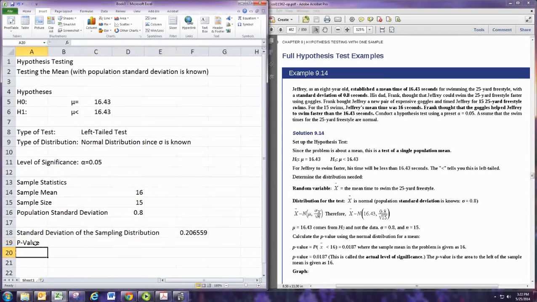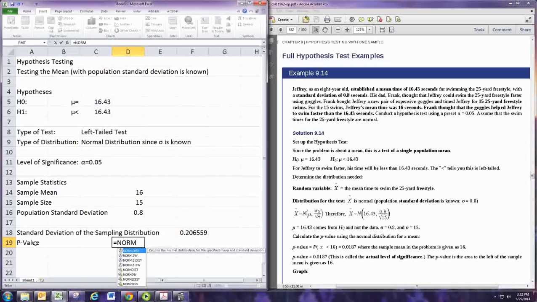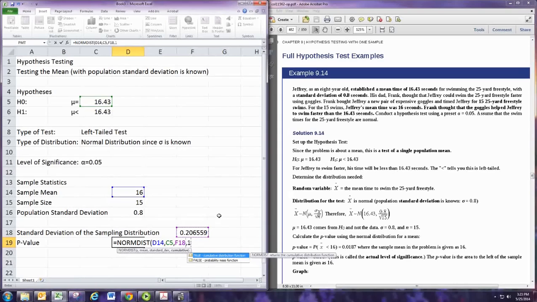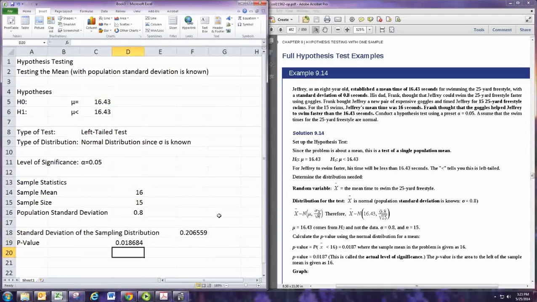And remember, this is a left-tailed test. So in the left-tailed test case, we would just find the area in the left tail, and that's just going to use the norm dist function the way it is. And we'll look at the sample mean and to the left with the mean of the population mean using that above, 16.43. And then the standard deviation is the one we just created, and then the cumulative is 1. So this will find our p-value. I remember if it was a two-tailed test, you would have to double that. And if it was a right-tailed test, you would put 1 minus at the beginning.